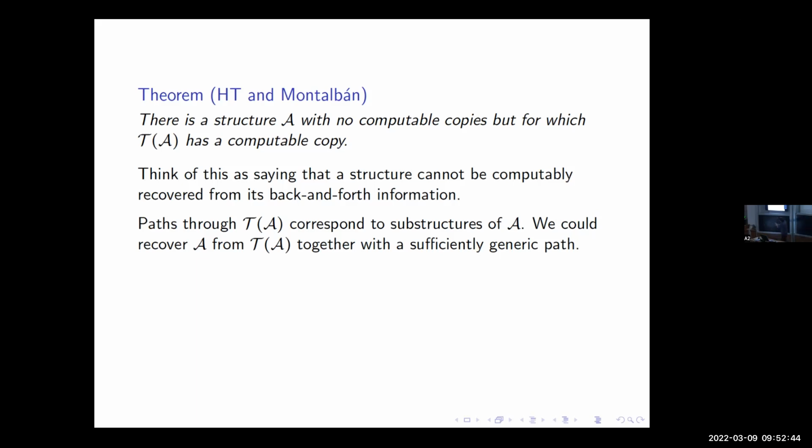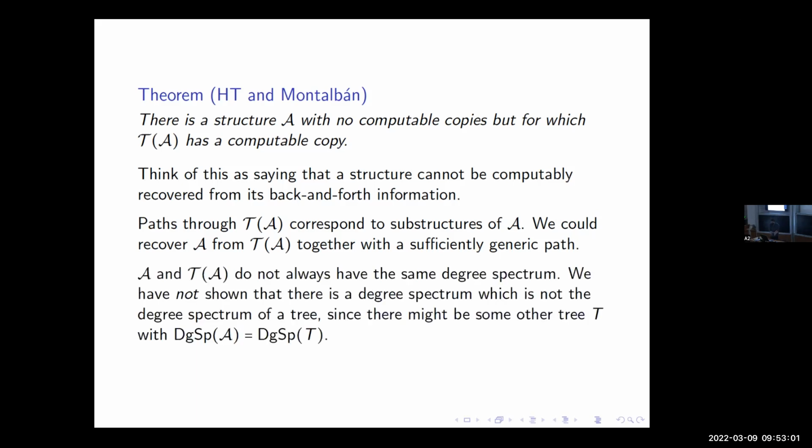If you write down the natural one, then you can see how A was embedded in here. The leftmost path is just the listing of A in order. But if you make A non-computable, you can still have this shuffle around and become computable, but you can't really see how A sits inside of it. So in particular, A and its tree of tuples don't always have the same degree spectrum.